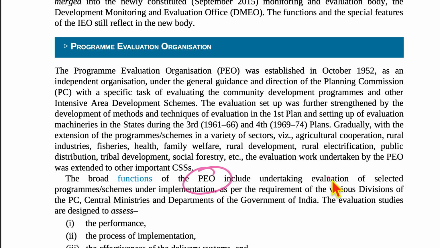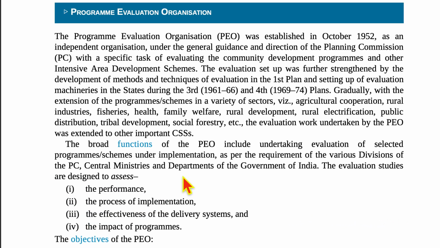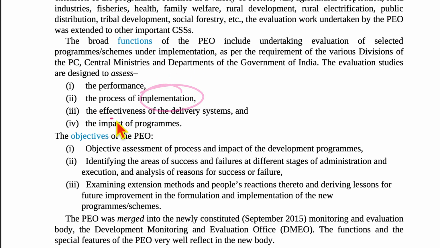The broad functions of PEO include undertaking evaluation of selected programs and schemes under implementation as required by various divisions of the Planning Commission, central ministries and departments of the Government of India. The evaluation studies are designed to assess the performance, the process of implementation, the effectiveness of the delivery system, and impact of the program. The objectives of PEO are objective assessment of process and impact of the development programs, identifying areas of success and failure at different stages of administration and execution, and analysis of reasons for success or failure. Examining extension methods and people's reaction thereto, and deriving lessons for future improvement in the formulation and implementation of new programs or schemes. The PEO was merged into the newly constituted monitoring and evaluation body, the Development Monitoring and Evaluation Office. The functions and the special features of PEO very well reflect in the new body.